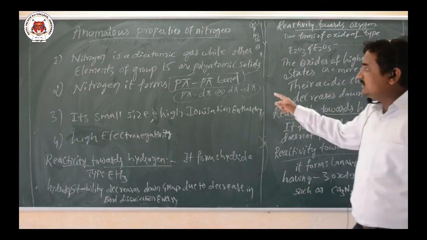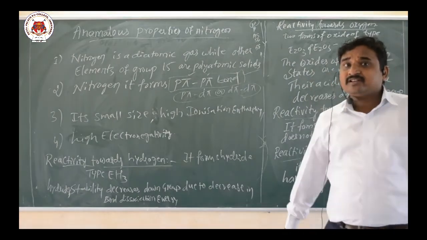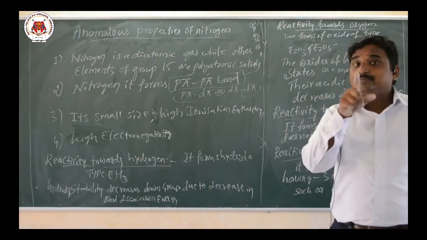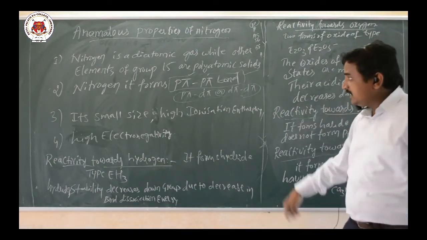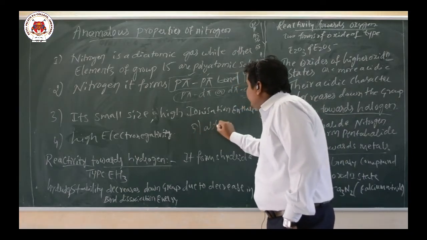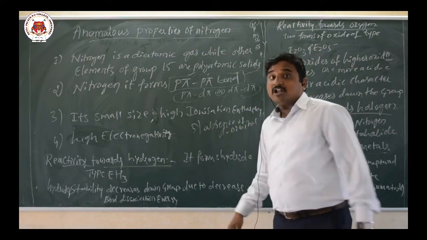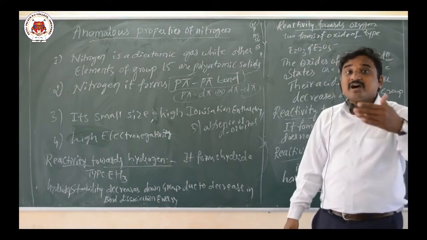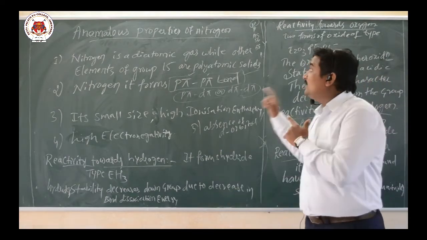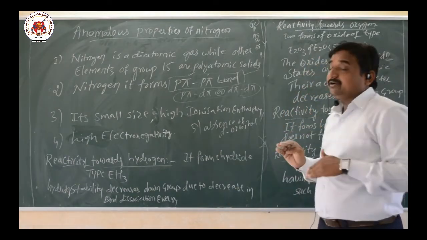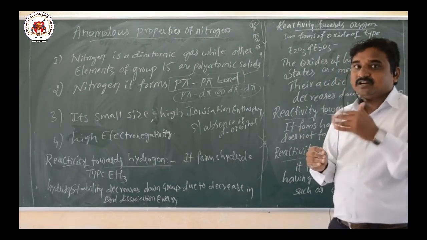So nitrogen has small size, high ionization enthalpy and high electronegativity. It forms only a p pi bond. There is no formation of p pi d pi or d pi d pi bonds because nitrogen does not have a d orbital; absence of d orbitals. These are the anomalous properties. Anomalous properties means properties which differ from those of the other elements present in group 15, phosphorus, arsenic, antimony, bismuth.